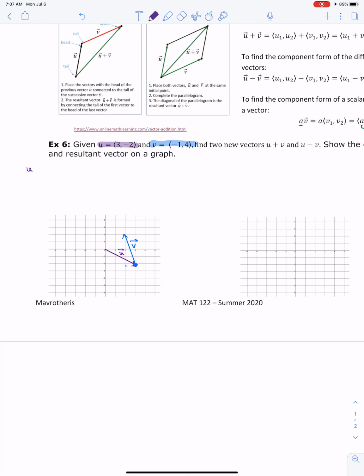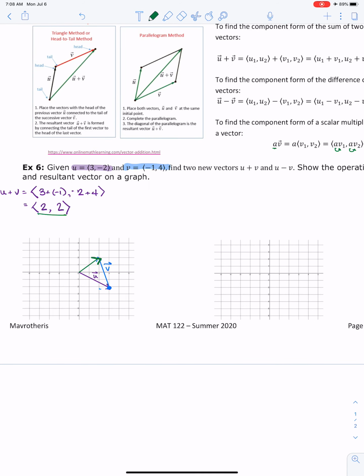If I want to add vector u and v, I'm going to add the x components, 3 plus negative 1, I'm going to add the y components, negative 2 plus 4. And I get 3 minus 1 is 2, negative 2 plus 4 is 2. I get the vector 2, 2. If I take a look at my graphical here, 2, 2 starts at 0, ends at 2, 2. So you can see how both graphically and component-wise this works. We get the same thing.